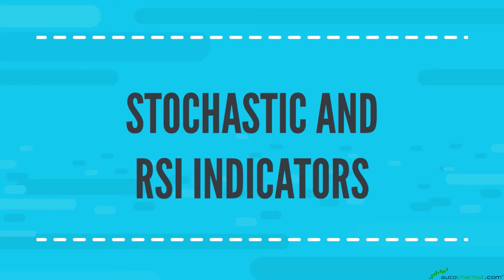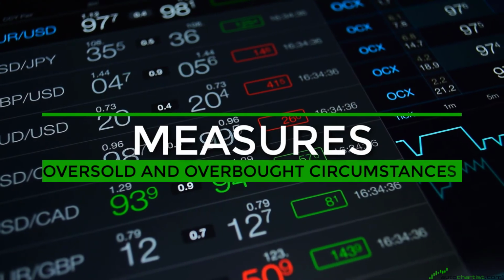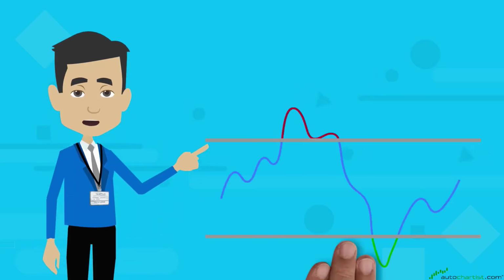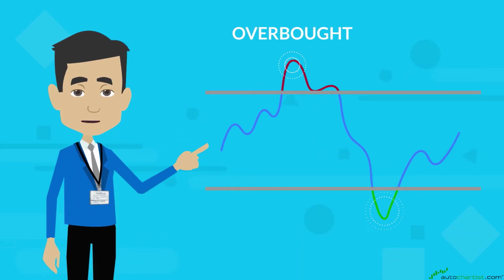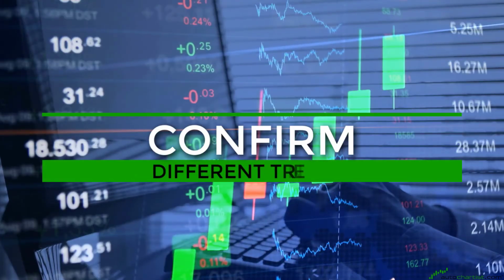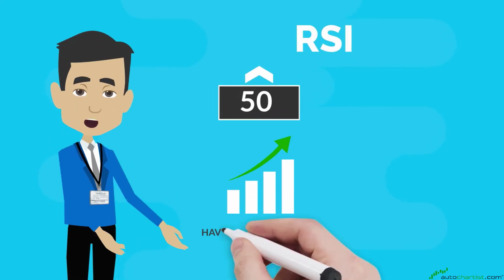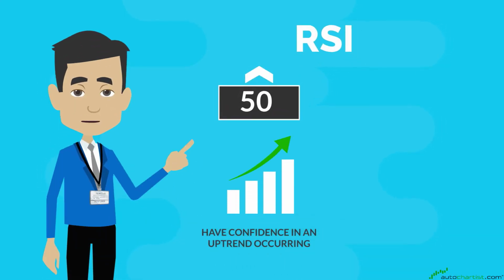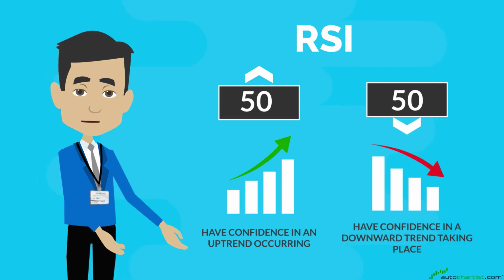Stochastic and RSI indicators. These indicators measure oversold and overbought circumstances in the market. When the indicator values are high, it means that the market may be overbought, and when values are low, it may mean that the market is oversold. You can also use this indicator to confirm different trends. For example, the RSI should be above 50 for you to have confidence in an uptrend occurring, and should be below 50 for you to have confidence in a downward trend taking place.